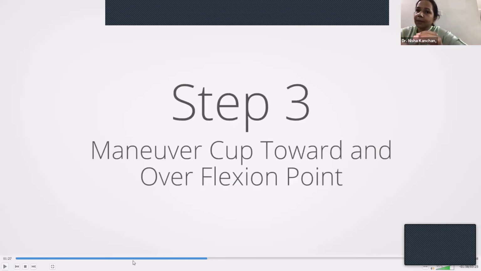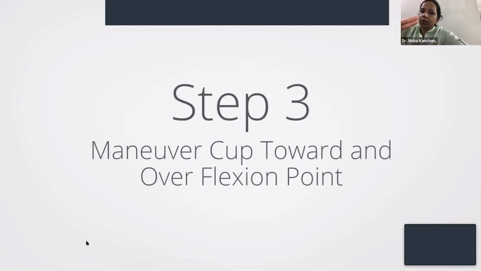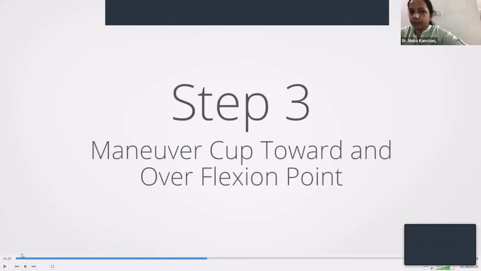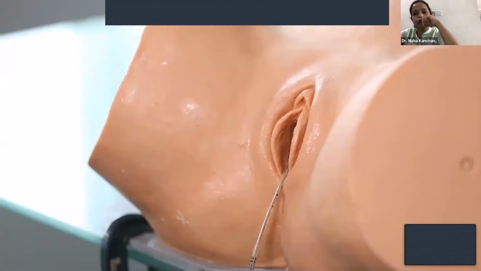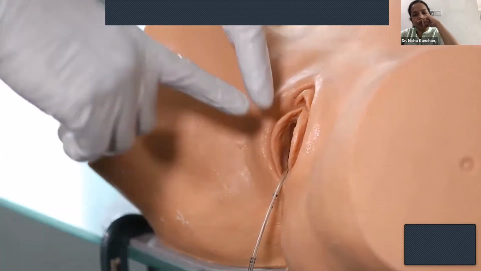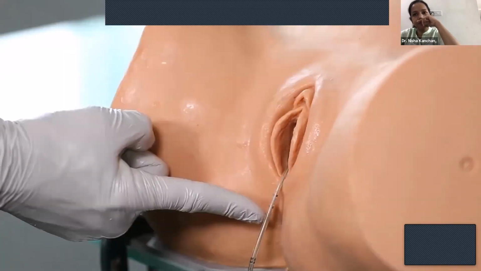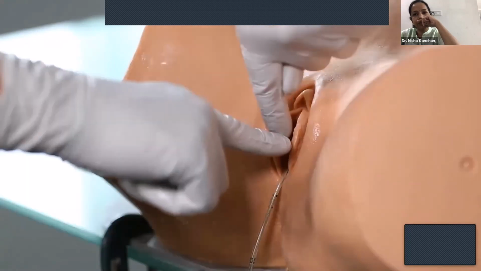After putting the cup and before you start your suction, try to feel that only 2 finger breadths should be between the rim of the cup and the anterior fontanelle. So that means you're over the flexion point. Okay, so that is important. So he has put the cup over the flexion point. So application is done, correct application over the flexion point.